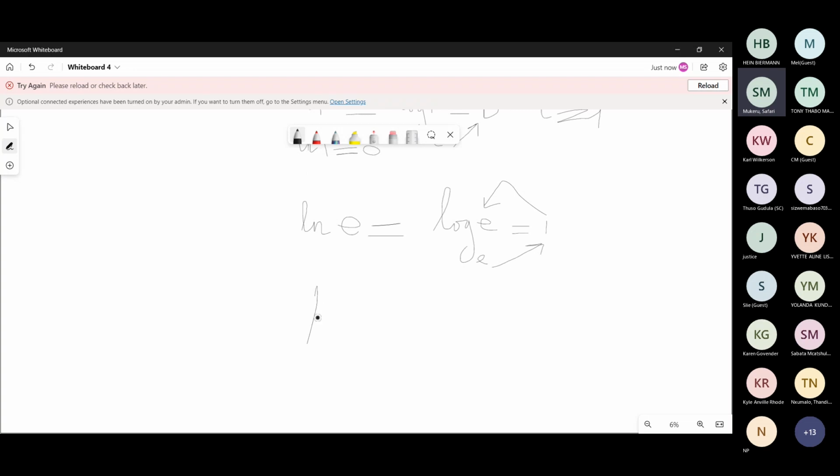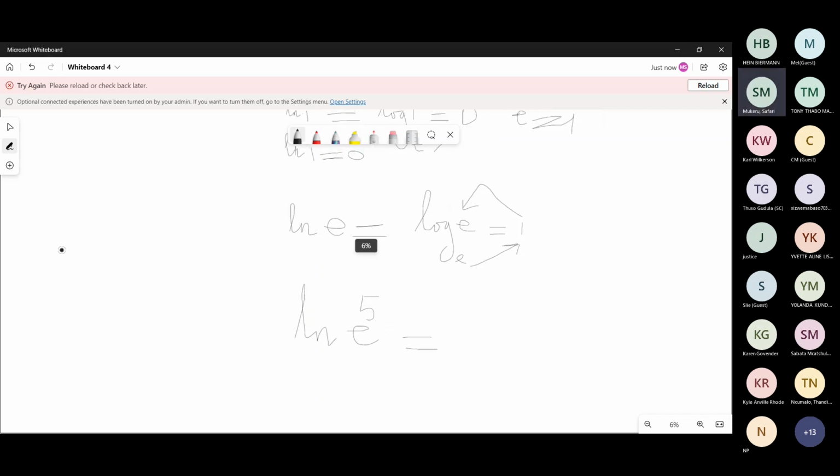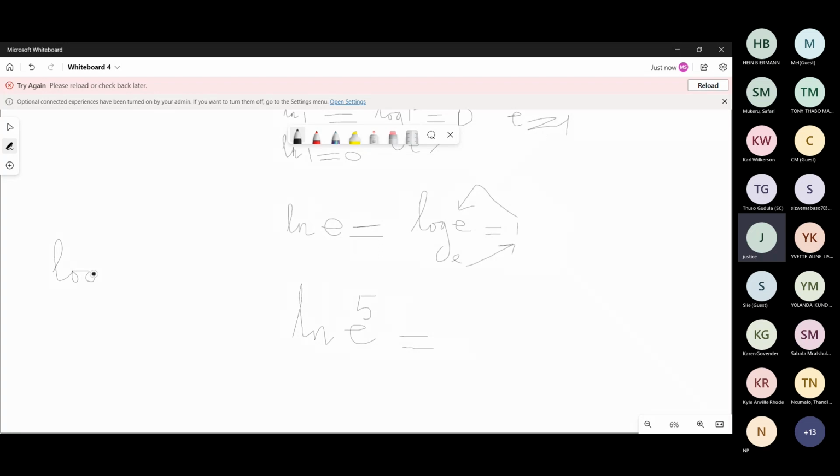Now, who can find in general ln of e power five? Remember, this is simply the logarithm. It will be log base e of e^5, which is simply 5, right? The base is e, and what is the number? Five. Why five? Of course, because e power five is equal to e^5. Great.